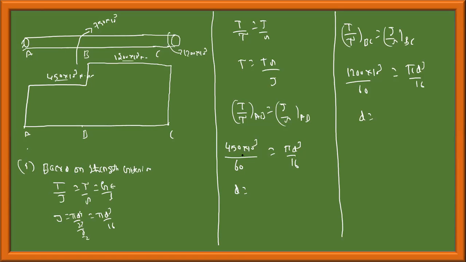Because if we design it for 450, if we get 50 mm, and if we design 50 mm, if we get here 150 mm, then it may not withstand that 1200 Newton meter torque. Okay, we need to take the maximum diameter. Tell me the diameter of the shaft.